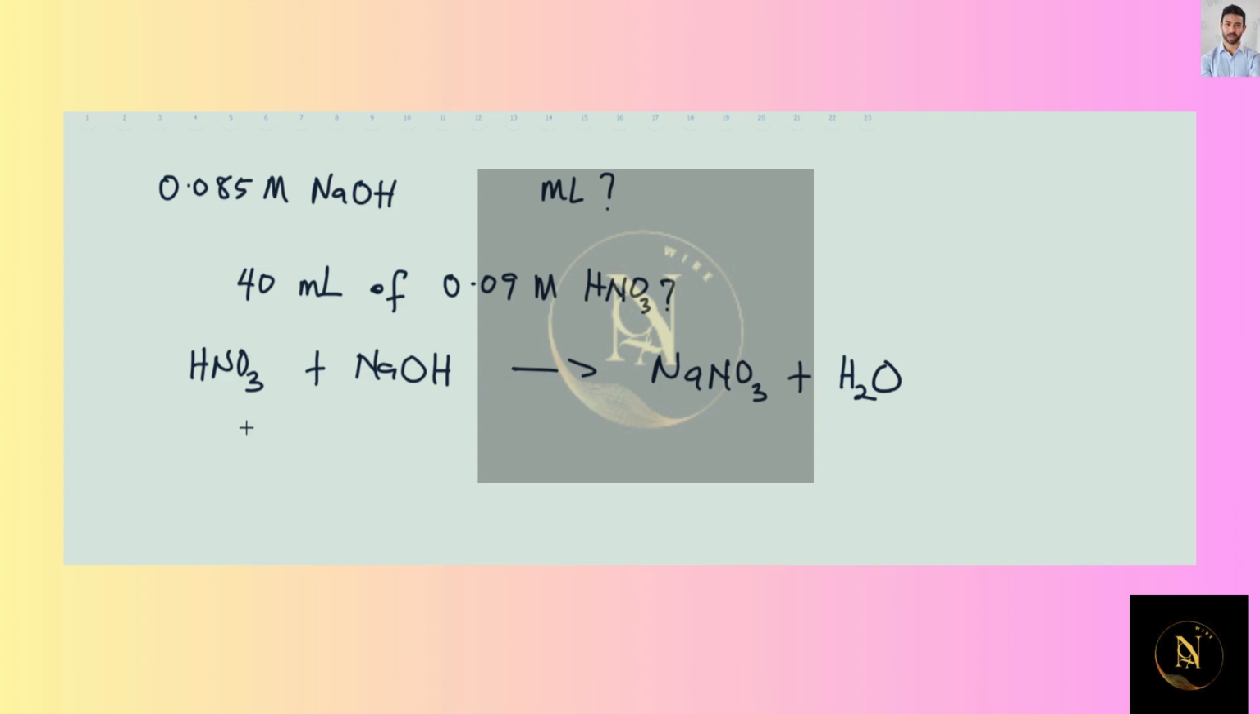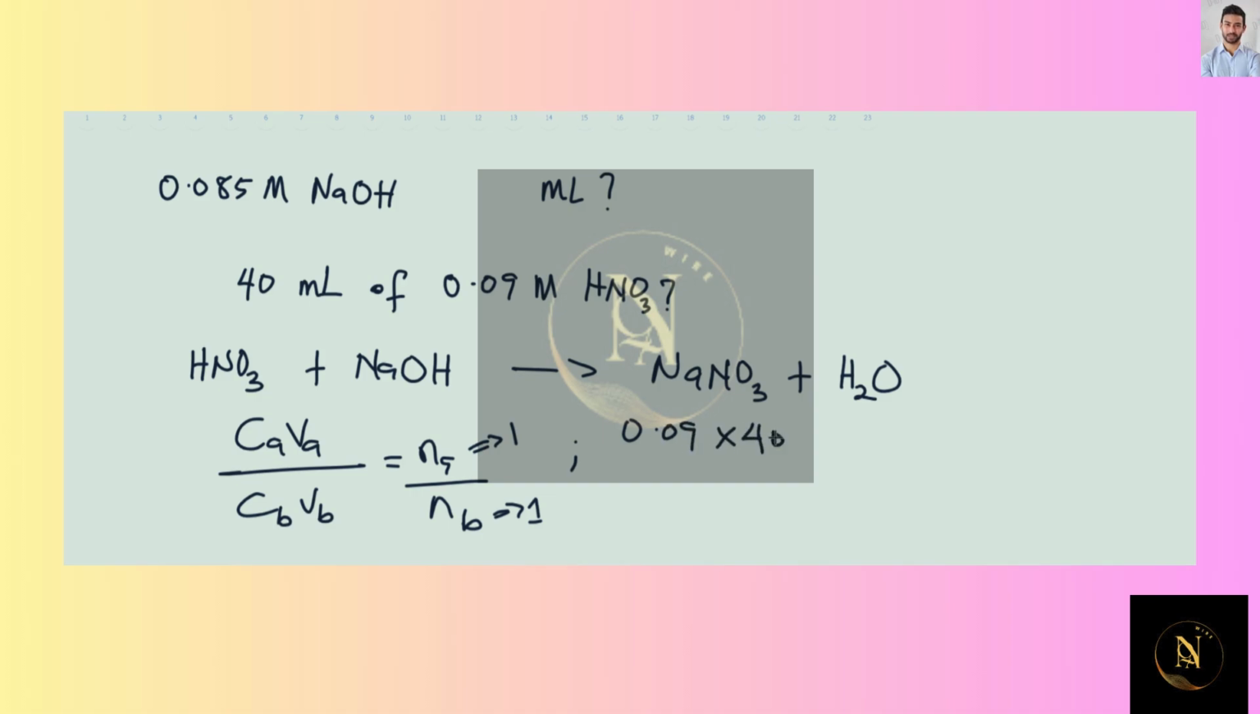So we can then say CA over CB is equal to NA over NB, where NA over NB is 1 and 1, right? A is acid, B is the base. So the concentration of the acid is 0.09, volume of the acid is 40, divided by concentration of base, which is 0.085, and volume, that's what we are looking for, is equal to 1/1.